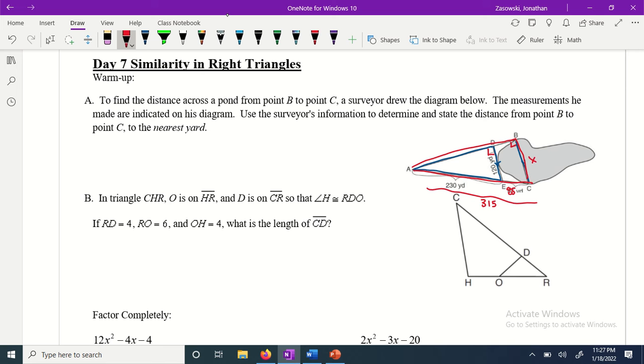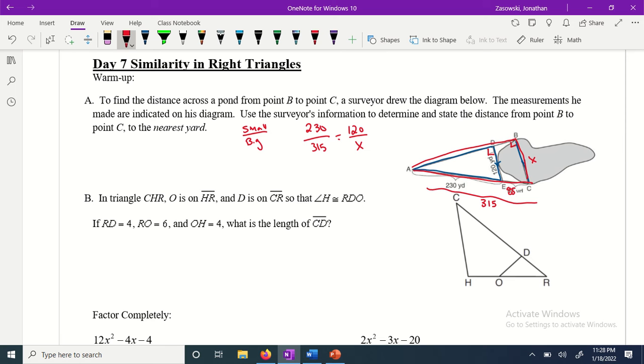So you can see in the small triangle, if we do small to big or big to small, we can create a ratio here of, let's say, 230 over the corresponding side in the big triangle, which is 315. And that's going to be equal to, once again, the small triangle, 120, over the big triangle, which is this side across the pond, which is x. And then we can cross multiply here and solve.